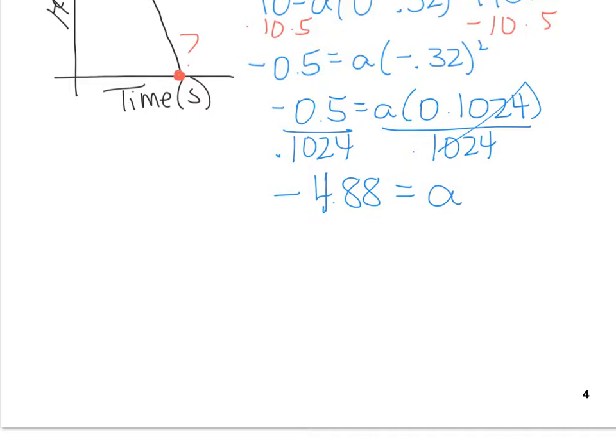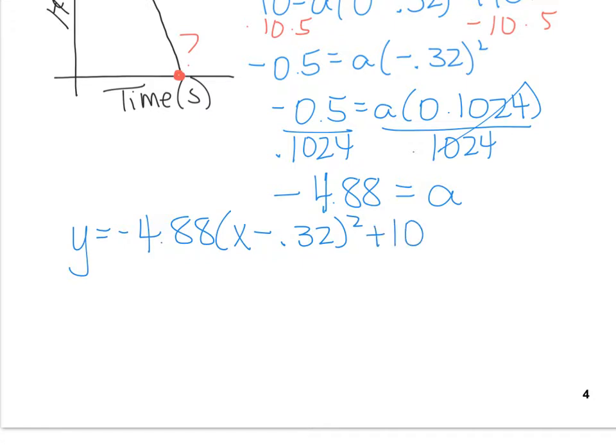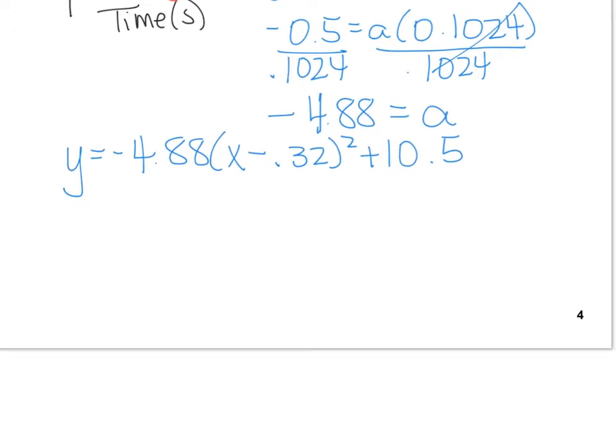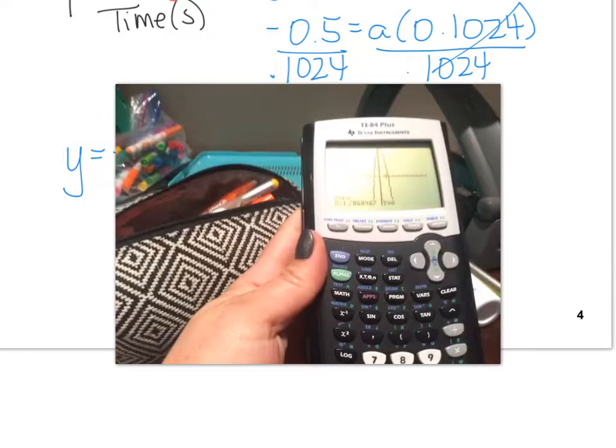So now that we found A, we put that into our equation. Y equals negative 4.88 times (X minus 0.32) squared plus 10.5. We want to know the x-intercepts of that equation. So you can do a couple of things. Actually, not really in this case. I would suggest, again, using your graphing calculator. So let me grab my graphing calculator here.